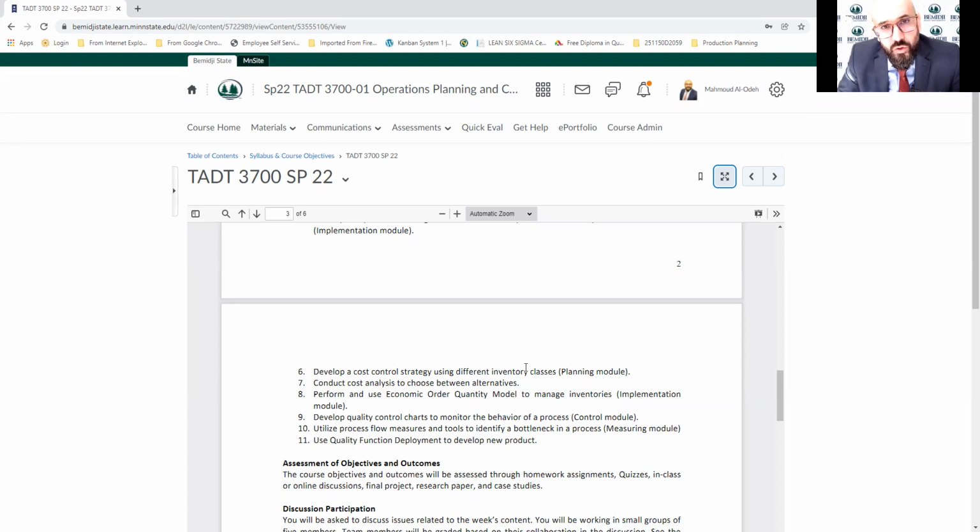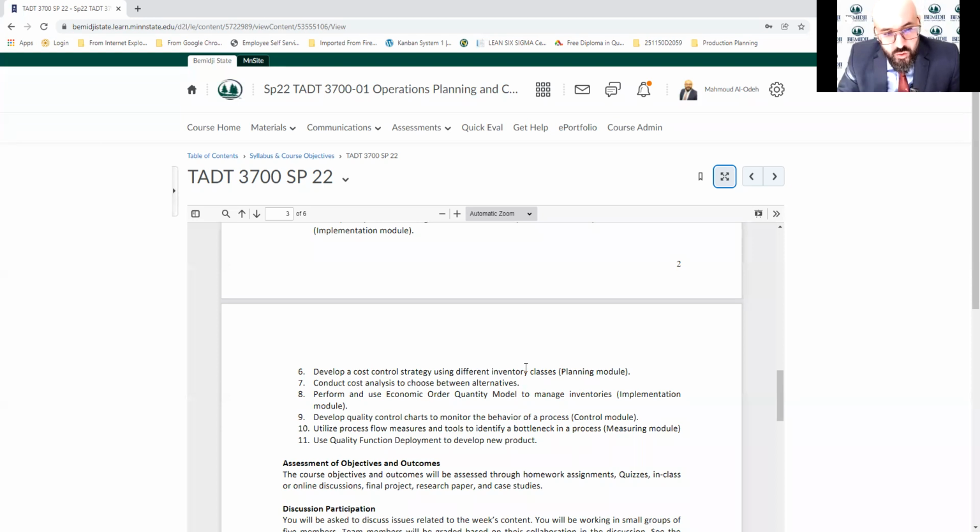So what we're going to do, we're going to talk about key performance indicators and focus on these indicators to improve the process. So we have to do the flow measure, and we have to identify the bottleneck in the process and do our best to elevate this bottleneck.